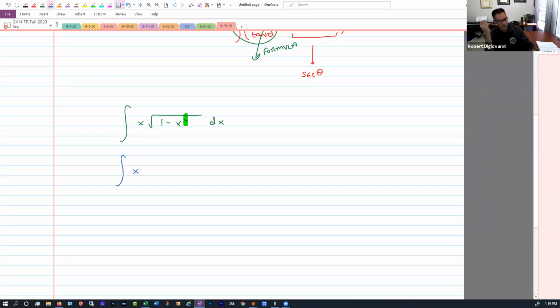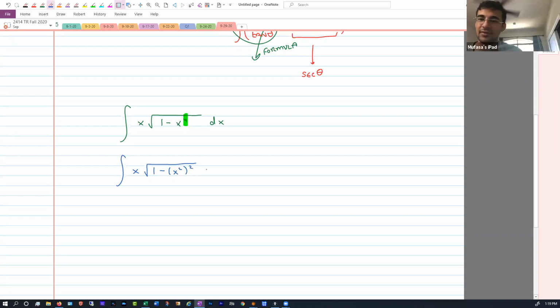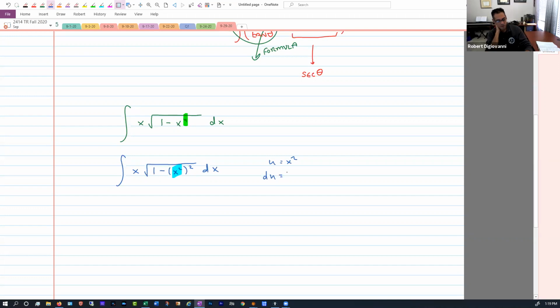Now, what you could do, and what you need to do, is realize before you start the problem that this is 1 minus x squared, squared. Then you need to see that you have a basic u-sub first. So if I let u be x squared, the derivative of that is 2x dx, which I practically have. I just have to scale that by a half.